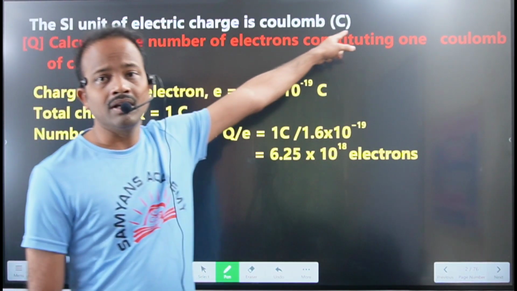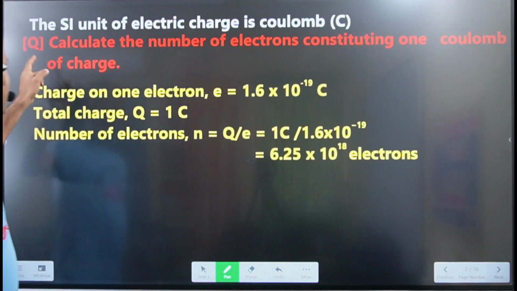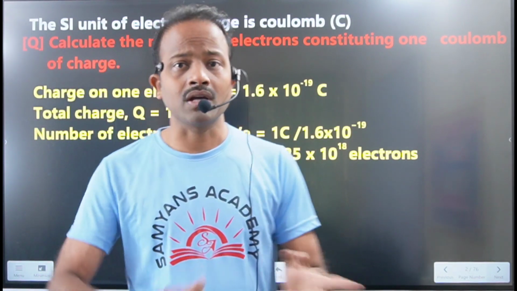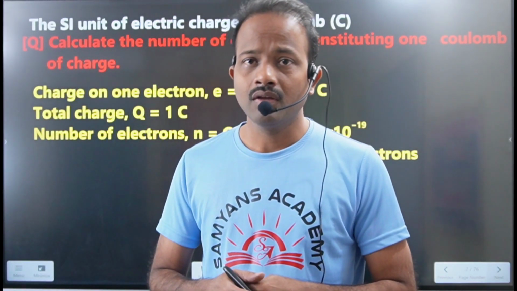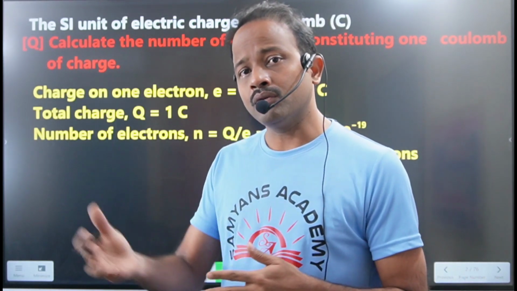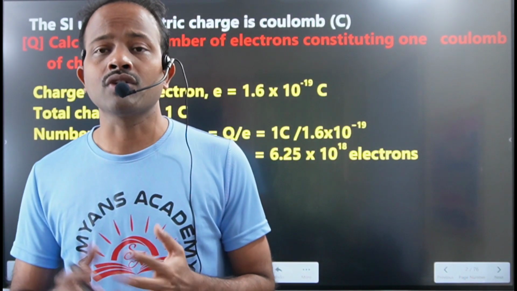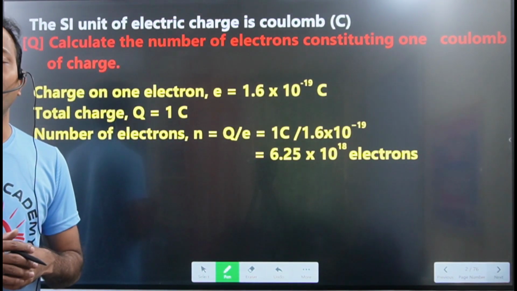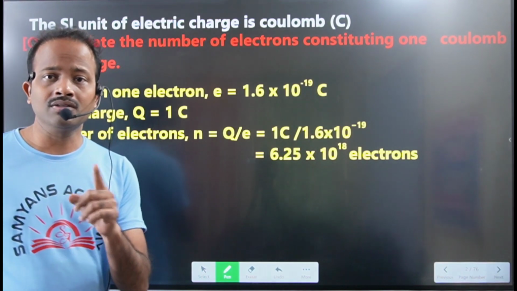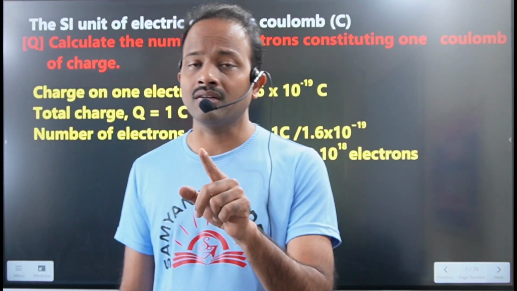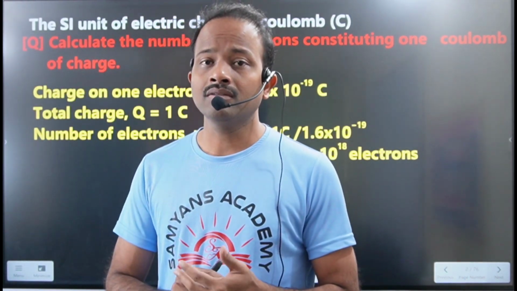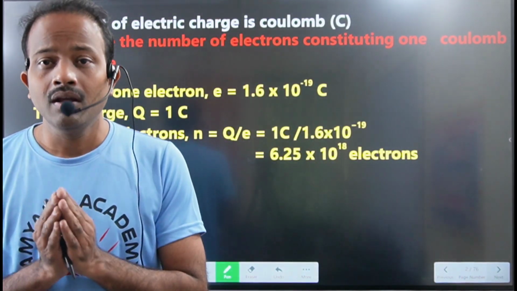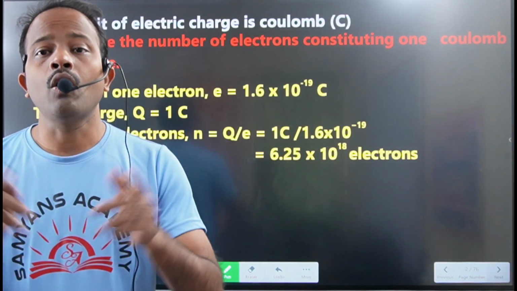So indicated with the letter C. Then how will you calculate this? 1 coulomb of charge consists of how many electrons? Already you know, what is the charge of an electron? The charge of an electron is minus 1.602 into 10 to the power of minus 19 coulomb. Then 1 coulomb of charge consists of how many electrons?